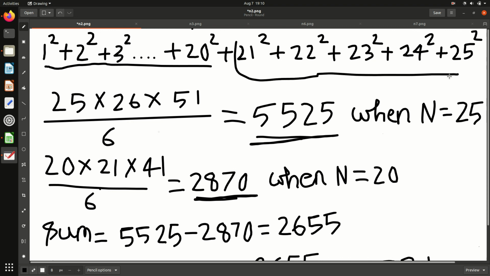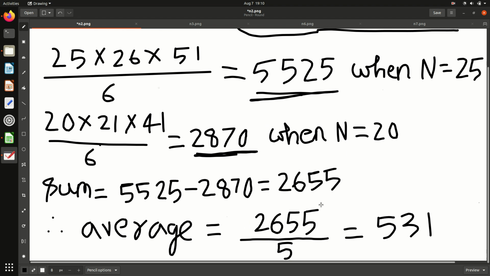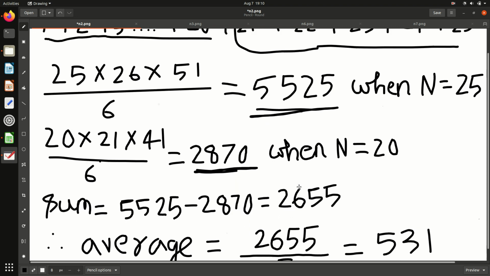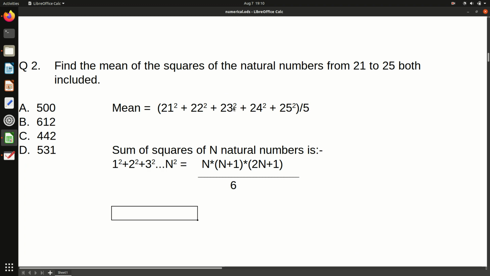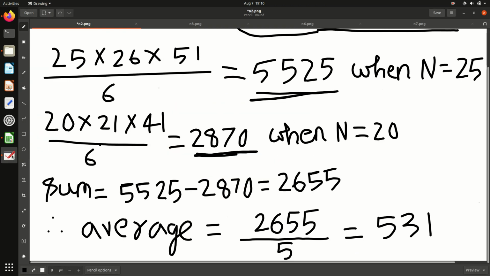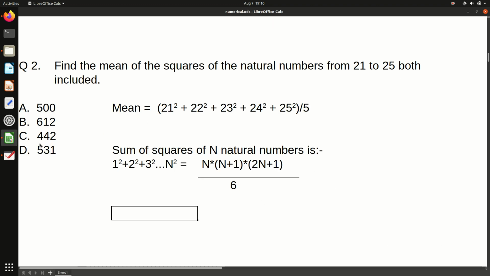So you can see we easily got the sum. Once we get the sum, what we have to do after the sum is divide it by 5. So again, 2655 divided by 5, we got the answer 531. So this will be our answer.